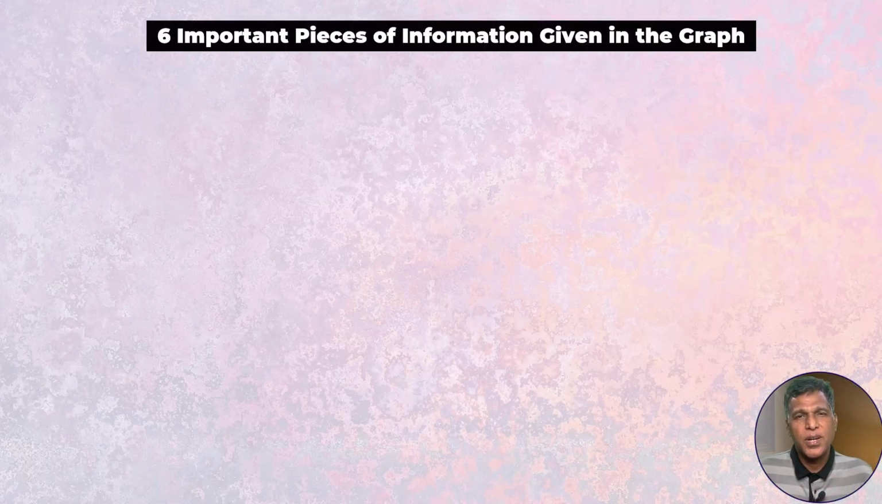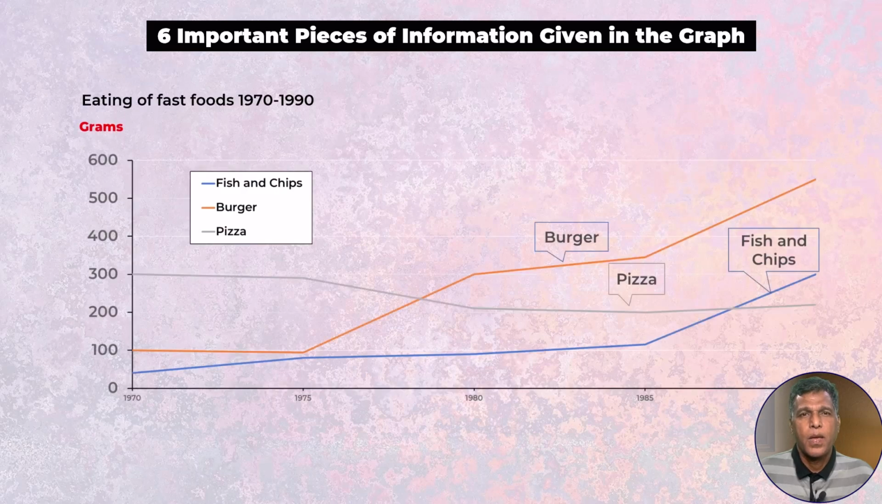Did you know there are 6 pieces of information in a line graph? This is the line graph. The first important piece of information is given on the y-axis. This is the y-axis and the values of the consumptions are written here. The second is the unit.